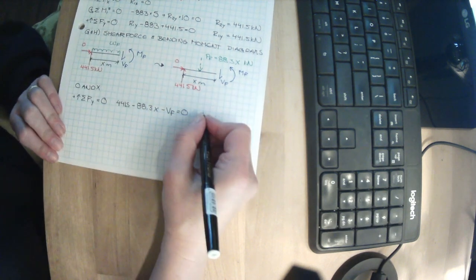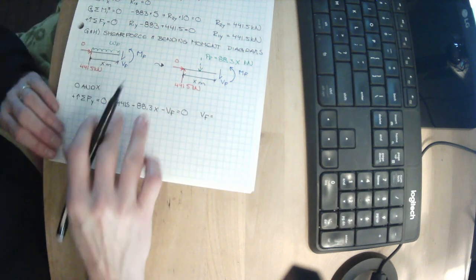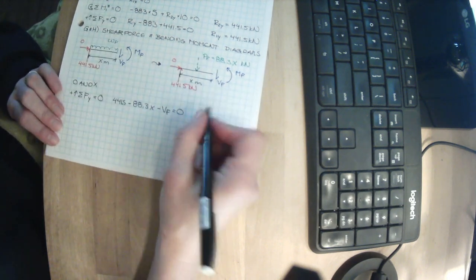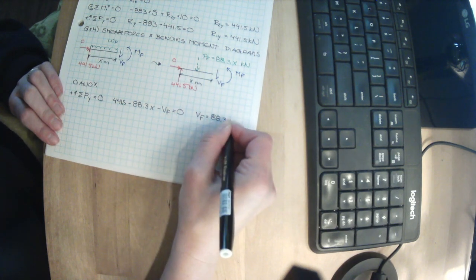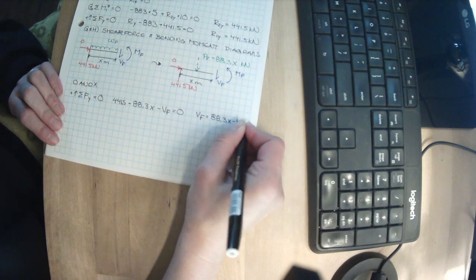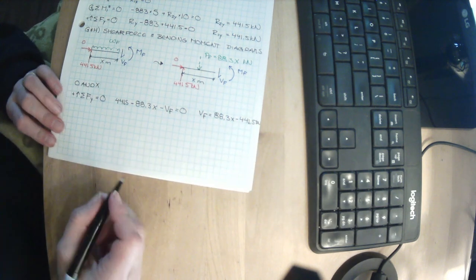Well, we can rearrange this. VF is what we care about. Let's rearrange this, and we can bring this over here, and we have 88.3x minus 441.5 kilonewtons.